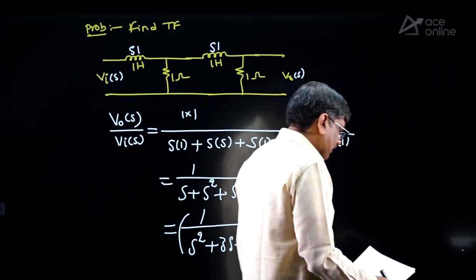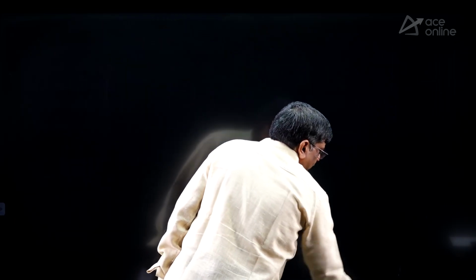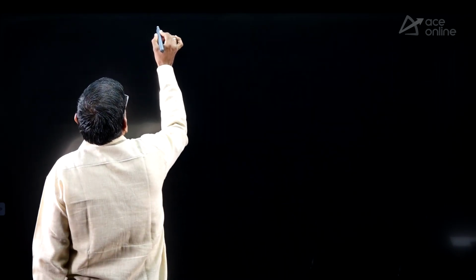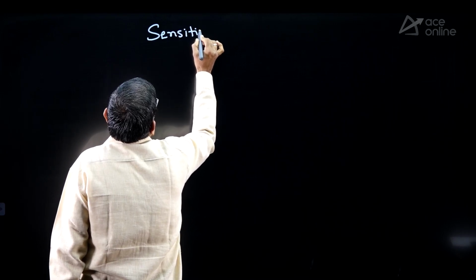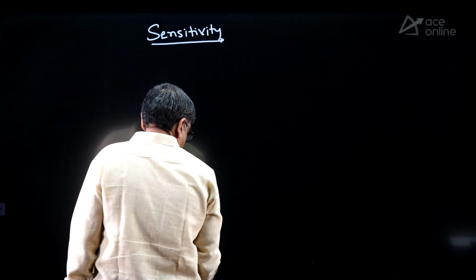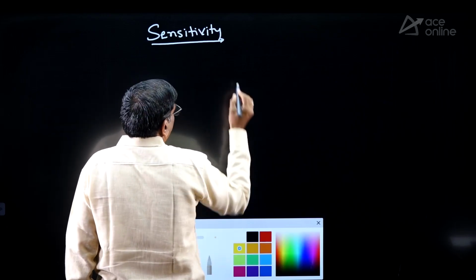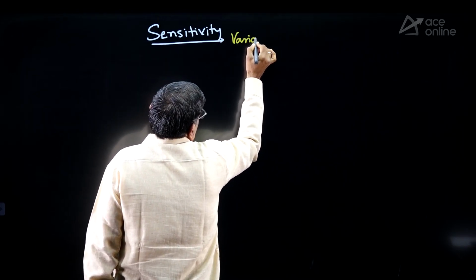Right. Next, sensitivity. Next one, sensitivity. Sensitivity is also an important topic. Sensitivity gives the what? Variation or deviation in the output. Variation in the output.